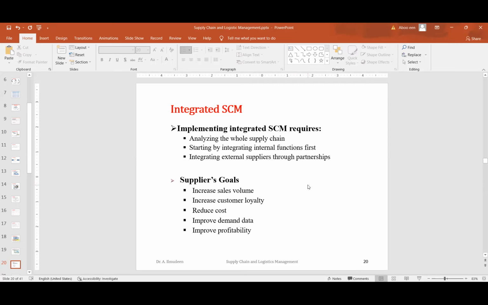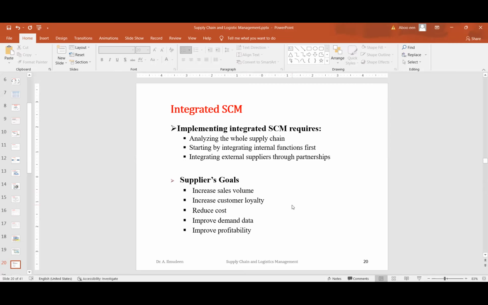At the same time, the suppliers' goals are to increase sales volume. Suppliers want to increase their sales volume so they can enjoy the profit. Increase customer loyalty. They want to maintain customer loyalty, the trustworthy and delighted, loyal customers. Reduce cost. Their aim is to reduce the cost, so timely supply of inventories or materials to the manufacturing firms. So reduce cost.